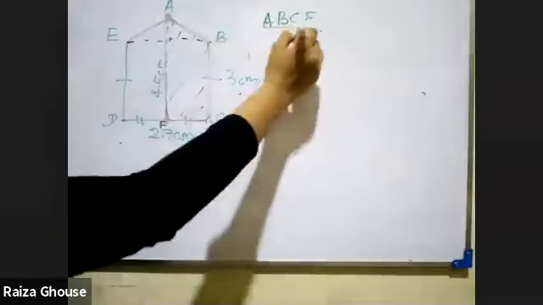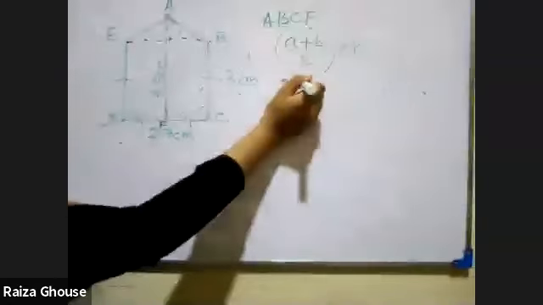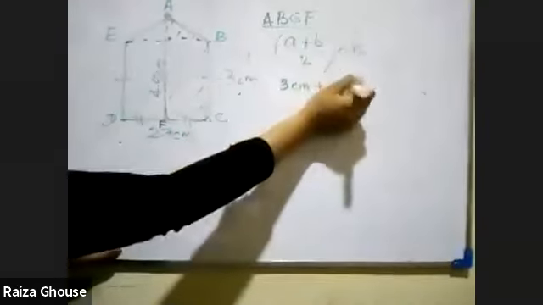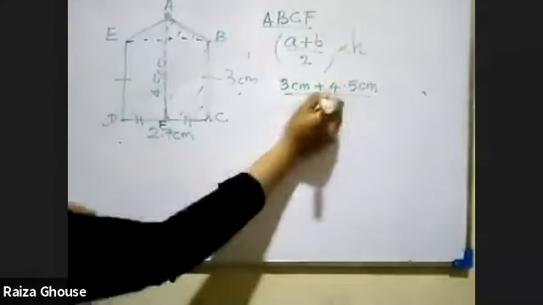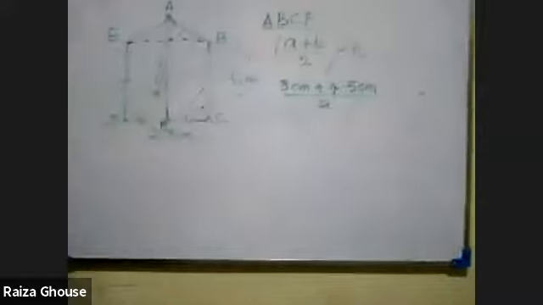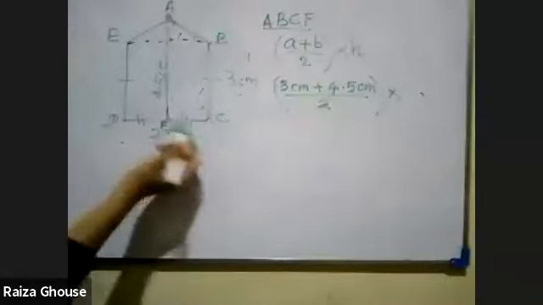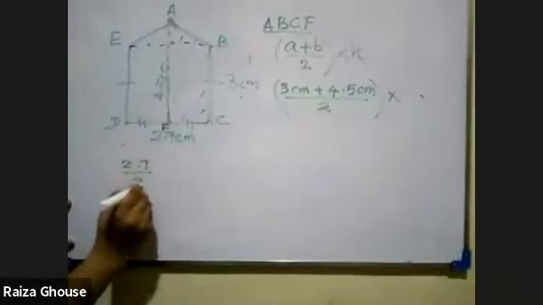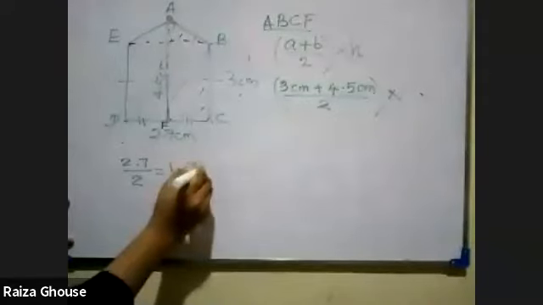The trapezium equation is a plus b divided by 2 into the perpendicular height. A plus b means what? The shorter length and the longer length. The shorter length I can tell is 3 centimeter. The other one is 4.5 centimeter. Divide this by 2. Now you took the actual length also, right? So this one, 3 plus 4.5 divided by 2, and you have to multiply by the height. This height, children, this length 2.7 divided by 2 is 1.35. That should be multiplied by 1.35.